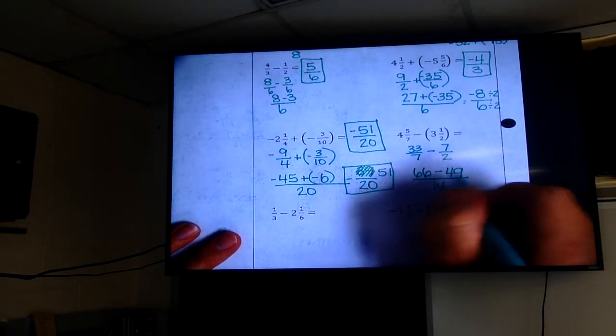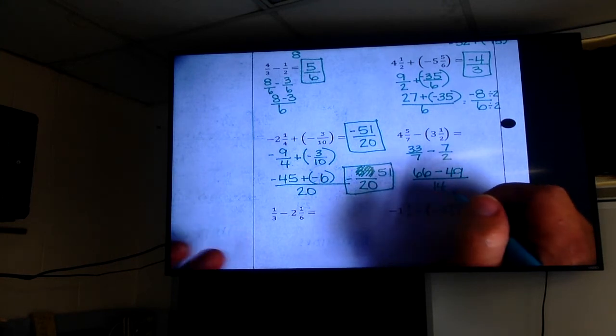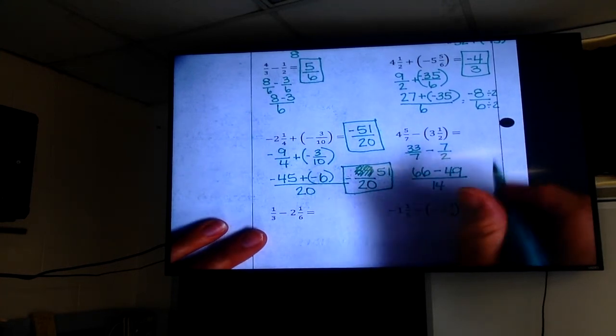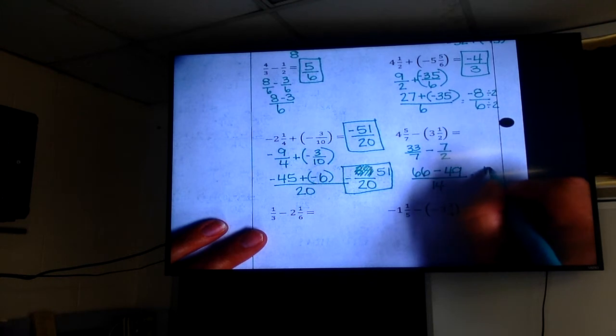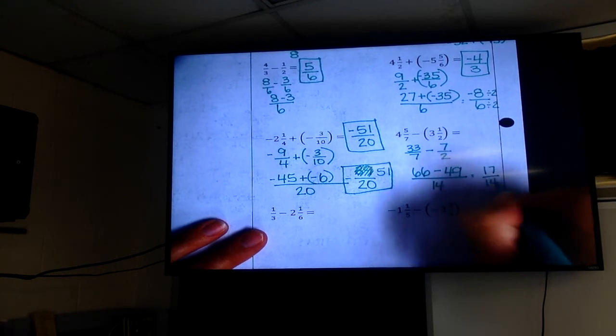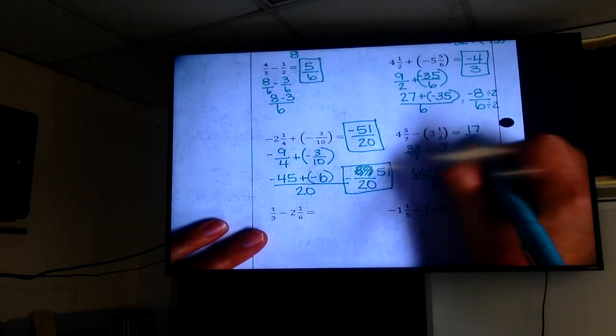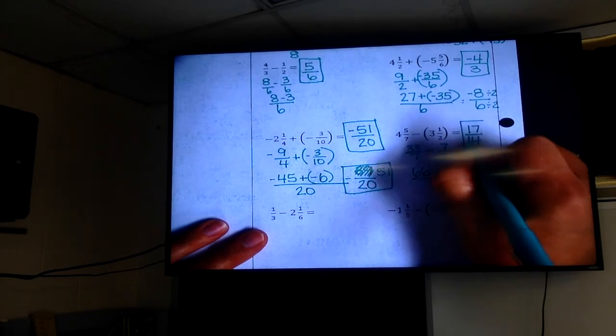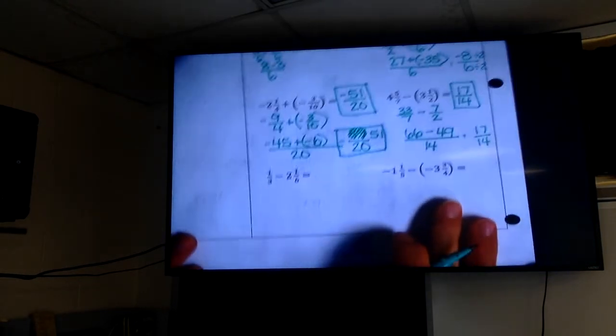So now I don't need to leave, change, opposite this because it's just 66 minus 49, which I know what that is. That gives me 17. And my denominator stays the same. So my answer is 17/14, and that cannot be simplified. So that's my final answer.